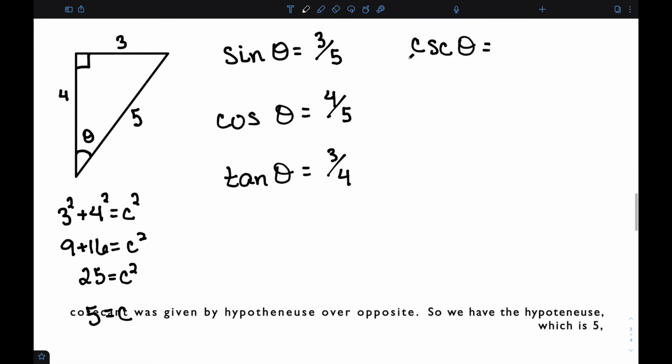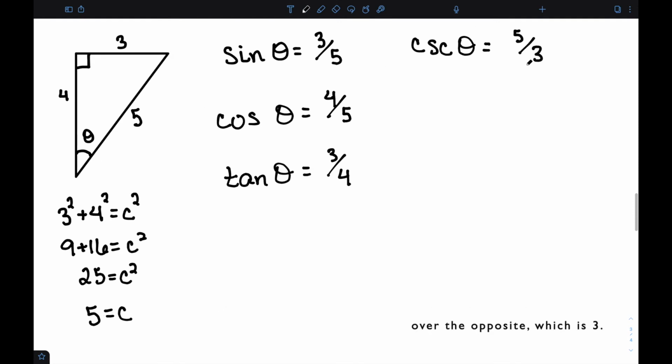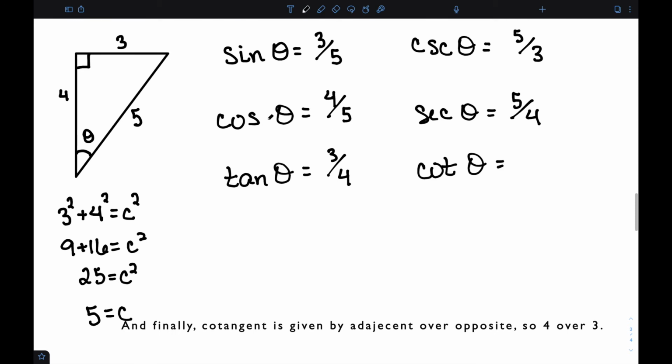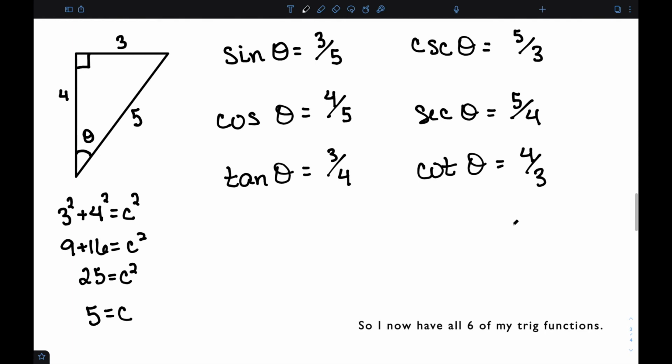Cosecant was given by hypotenuse over opposite, so we have the hypotenuse, which is 5, over the opposite, which is 3. Secant of theta was given by hypotenuse, which is 5, over adjacent, which is 4. And finally, cotangent is given by adjacent over opposite, so 4 over 3. So I now have all 6 of my trig functions.